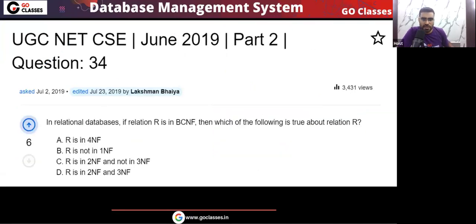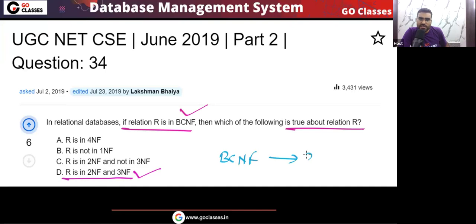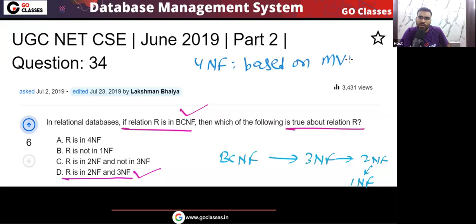Let's solve this UGC NET June 2019 question. In relational database, if relation R is in BCNF normal form, then which of the following is true about R? If a relation is in BCNF, then that is also in 2NF, 3NF. Yes or no? So if your relation is in BCNF, then that automatically implies 3NF, 3NF implies 2NF, and 2NF implies 1NF. So for this question, answer will be option D. But remember, this option A is not correct. Actually, this 4NF is based on the concept of multi-value dependency.